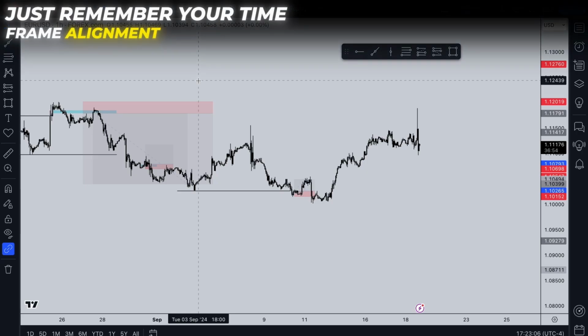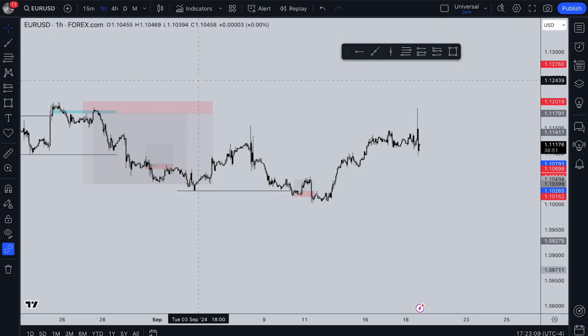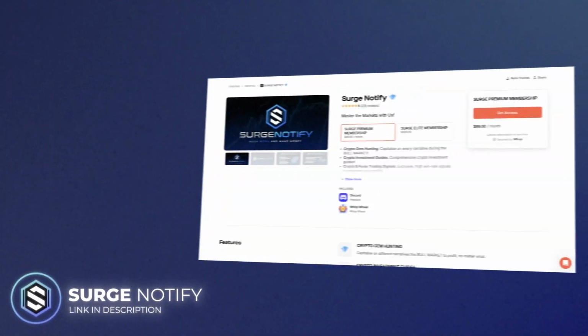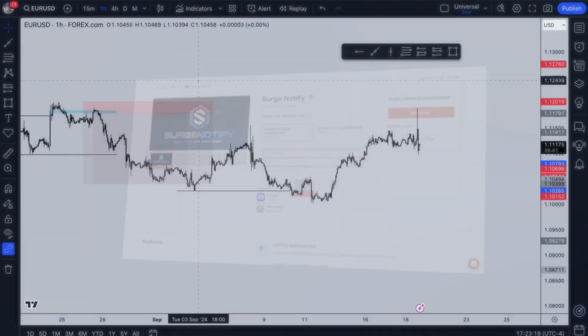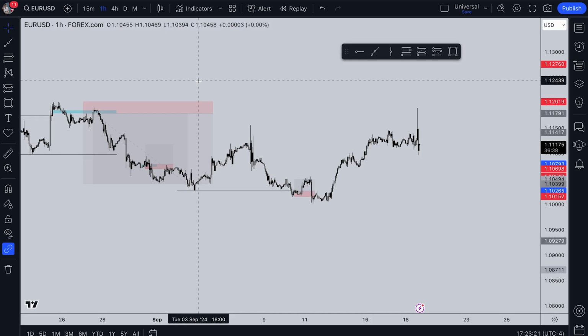Just remember your time frame alignment, so 4 hour, 15 minute, daily 1 hour, and then you can even do weekly and daily, or weekly and 4 hour is normally the best, and then monthly and daily. So remember your time frame alignment, put it into action and see how you get on.